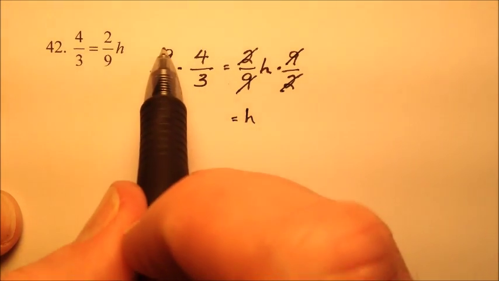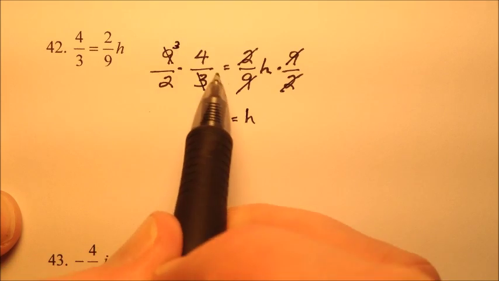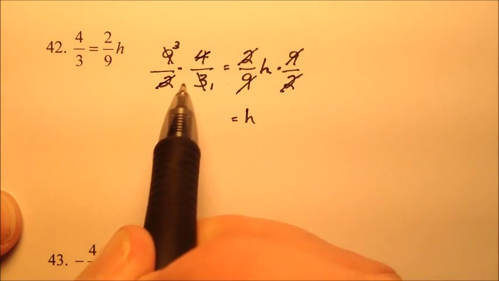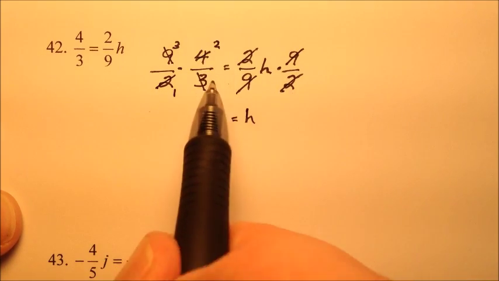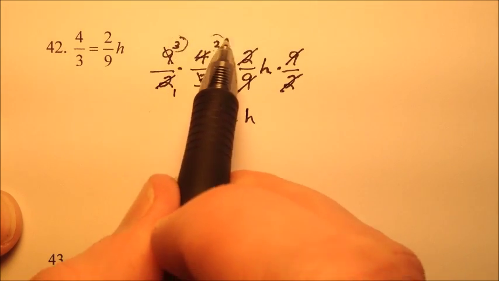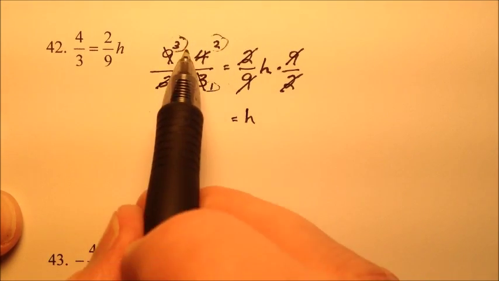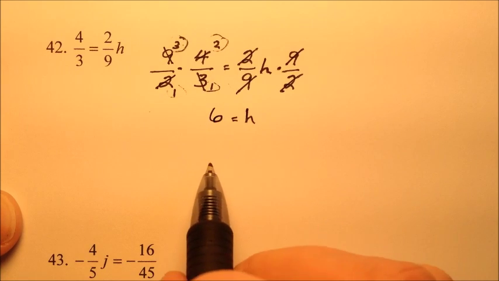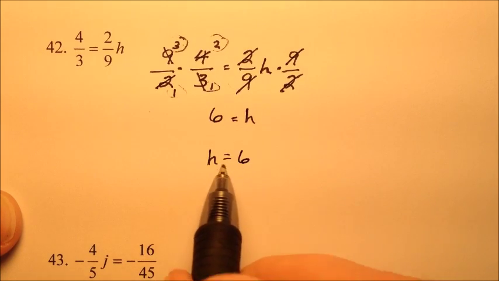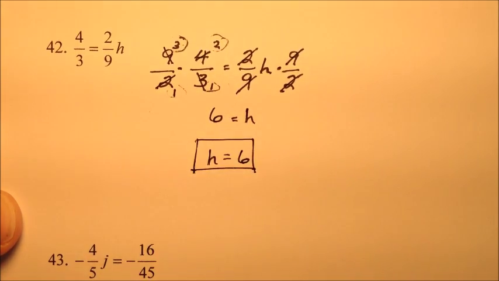So on the left side we have a 9 and a 3 that can reduce to 3 and 1. And a 2 and a 4 that can reduce to 1 and 2. And the values we have left are 3 and 2, and then a couple of 1's down there, so 3 times 2 is 6. And then we'll just switch the order and say h equals 6 for our solution.